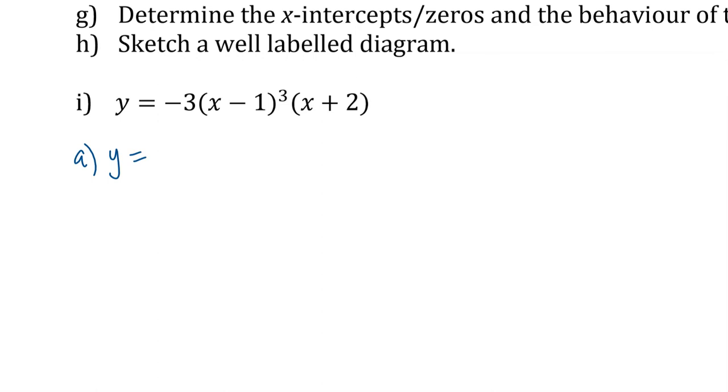I have to imagine if I were to expand this whole thing. If I were to actually expand the whole thing, it'd be negative 3 times x minus 1 times x minus 1 times x minus 1. I'd have 3 of those brackets times x plus 2. I would have 4 binomials that I would be expanding. That's a lot of work, isn't it? You'd have to do this times this and this times this and this times this. And like, it would be a lot. It would take a long time.